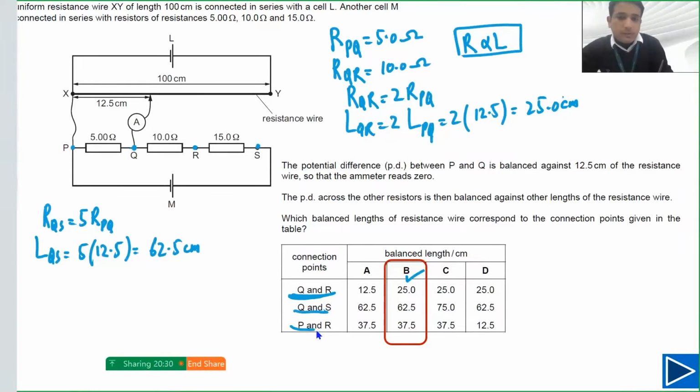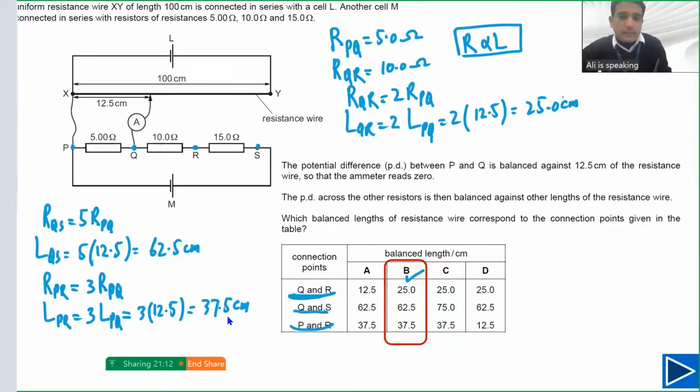Now we can go to the next one, P and R. Here this is point P, this is point R, and this resistance is 15. So the resistance of PR is equal to 3 times the resistance of PQ. It simply means that L for PR has to be equal to 3 times L of PQ. So we multiply and get our final answer, which is 37.5 centimeters. So this is the correct answer. The answer for this question is B.